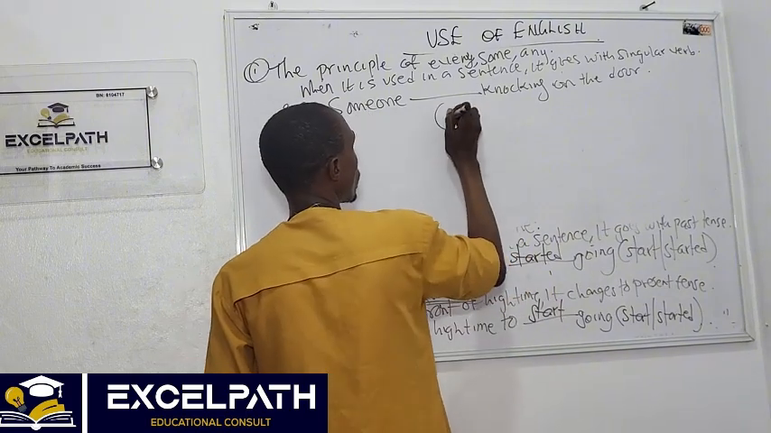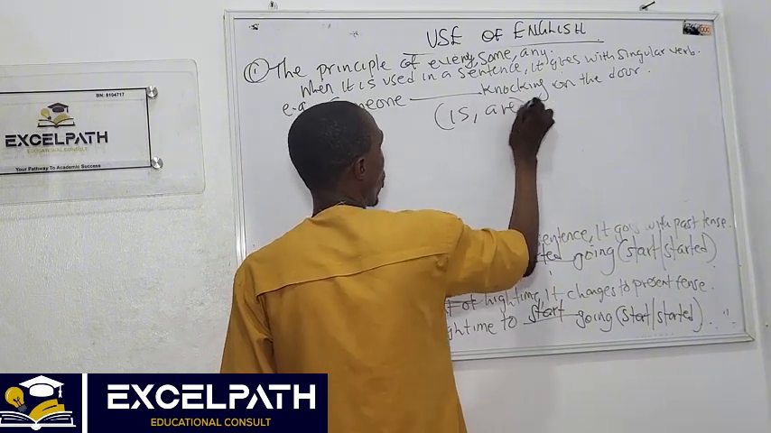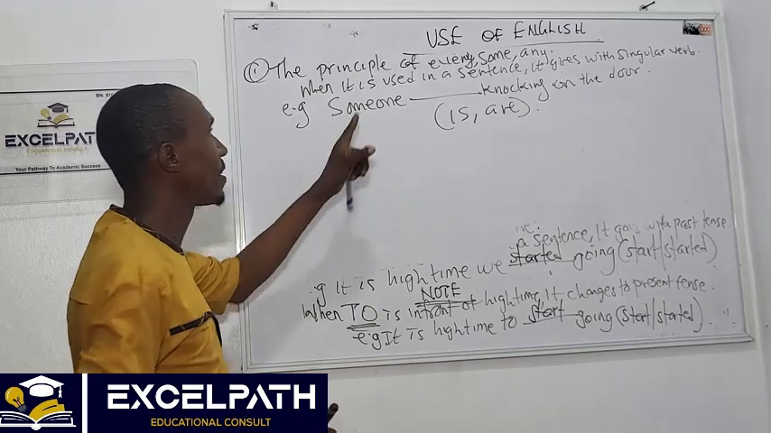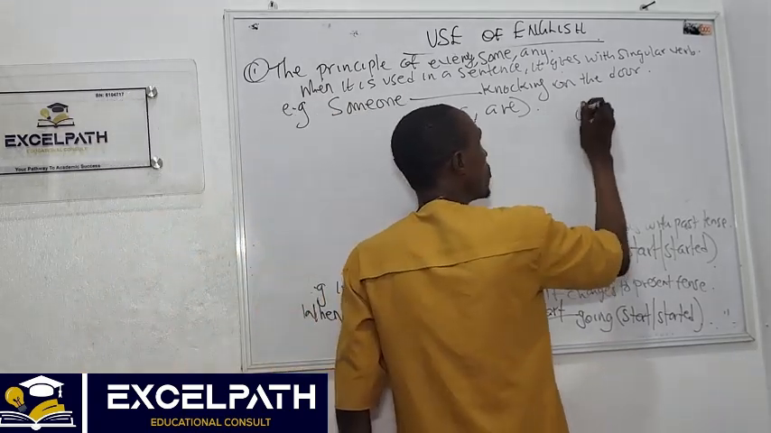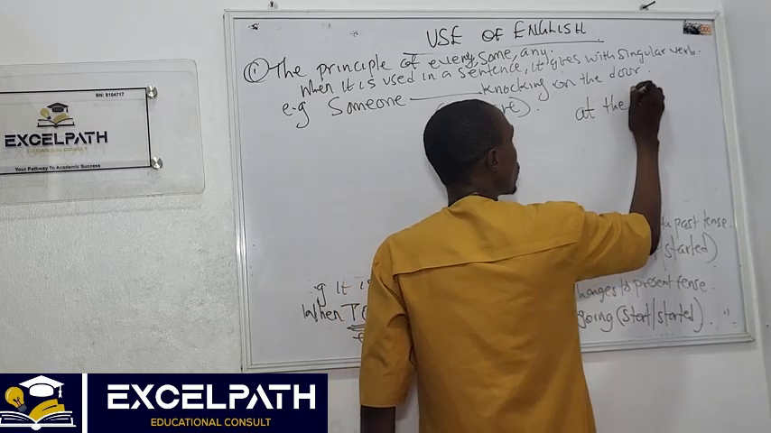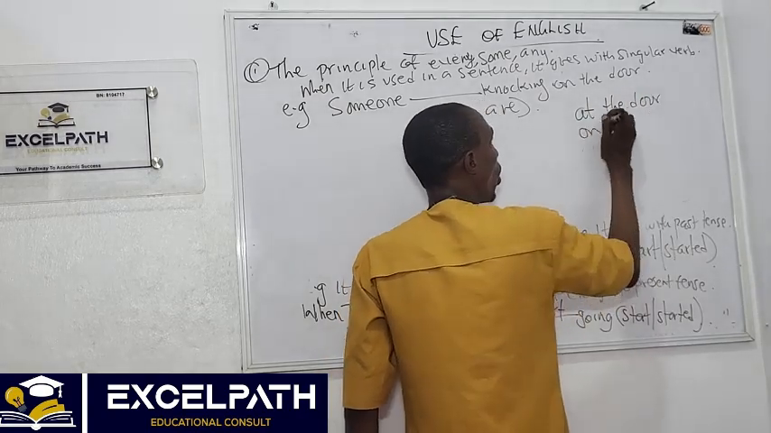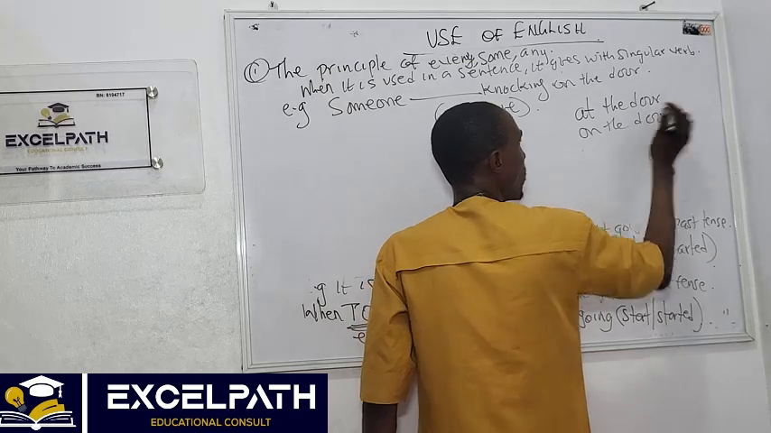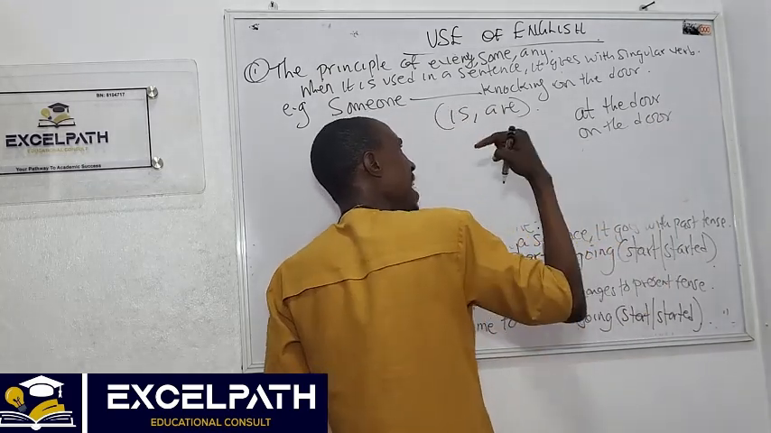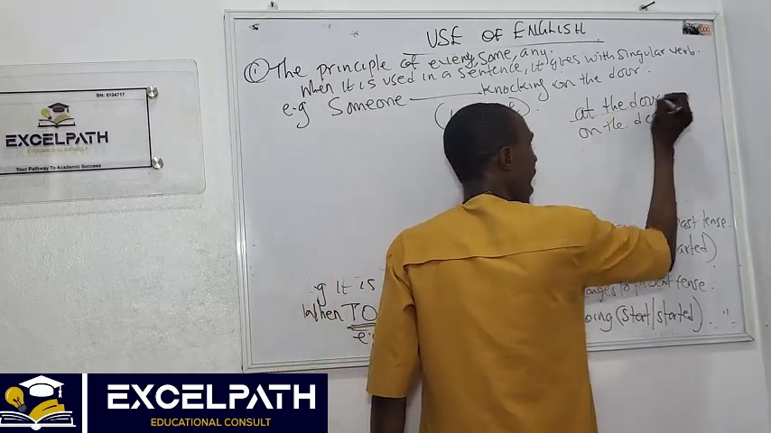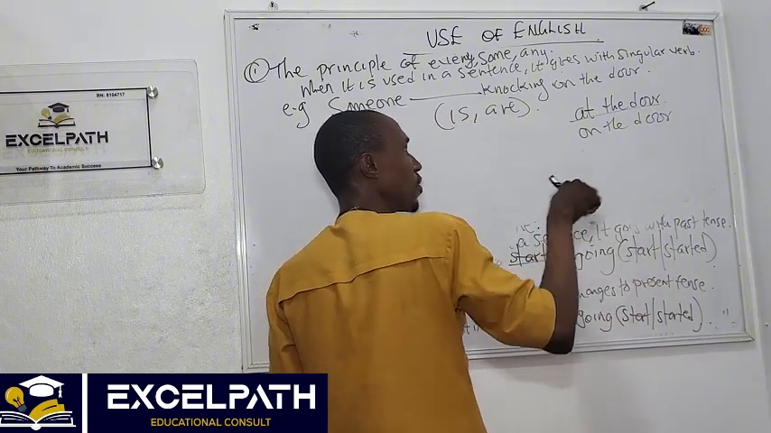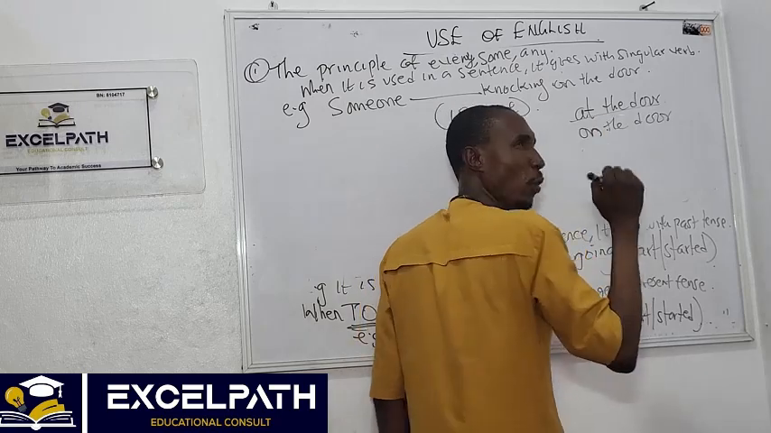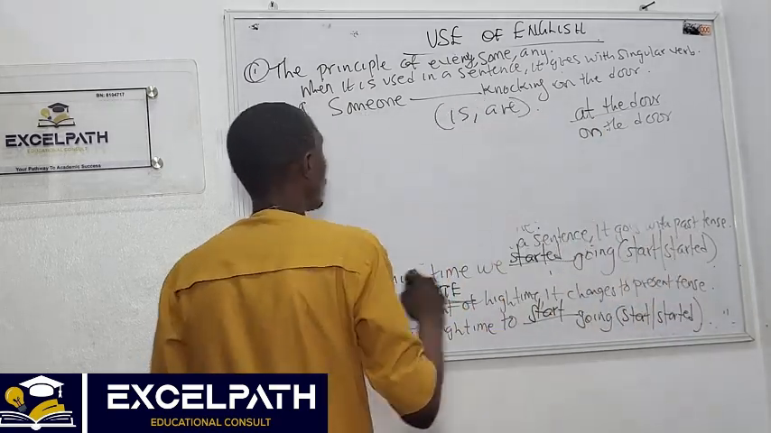So you have what? Is, and you have what? Are. Someone dash knocking on the door. I know you might ask a question, there's a difference between at the door and on the door. That will be a topic next time. If you hear the sound, you make use of what? At the door. But if someone is just knocking, you make use of what? On the door. I will still teach you that later.